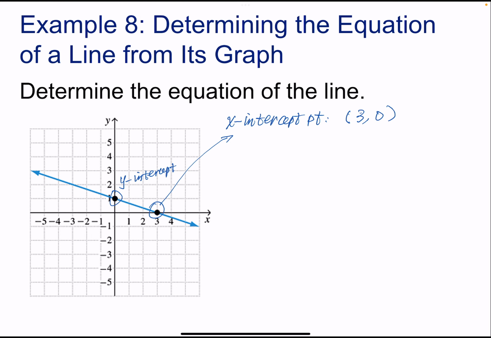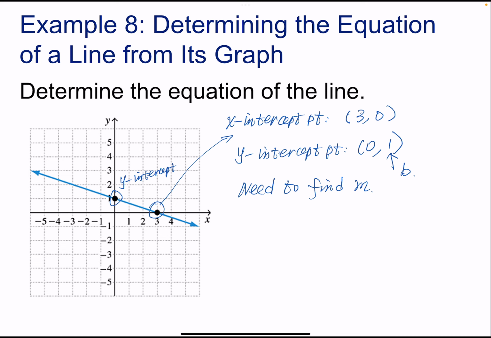It has coordinates, obviously you can read it, the y-intercept point has x coordinate 0 and y coordinate 1. So notice 1, that's your b. We need to find the equation, so we need to find m. In this case, m has to be less than 0 because the line is pointing toward the northwest direction.